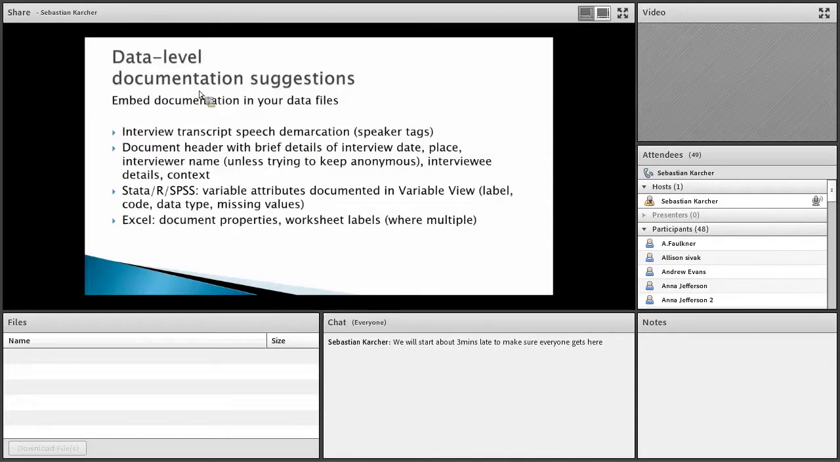Again, think about if you are sharing these data, you want people to be able to tie the data file to you, to your project, to the place and time when, for example, an interview took place. So these are some examples of documentation bits that can be embedded within the data.